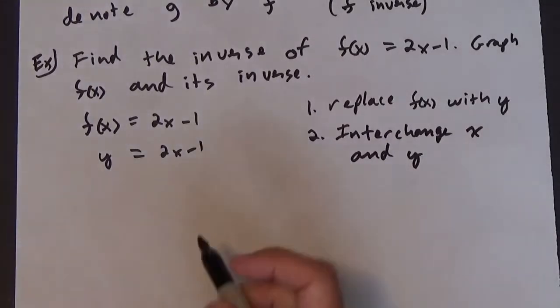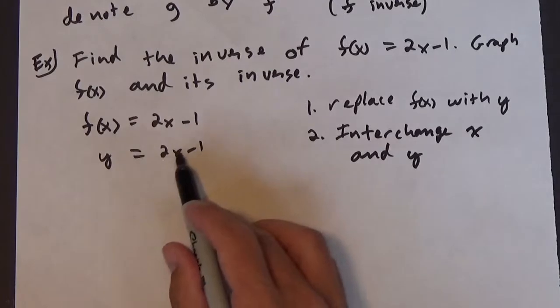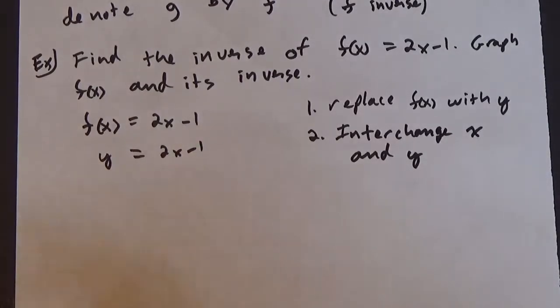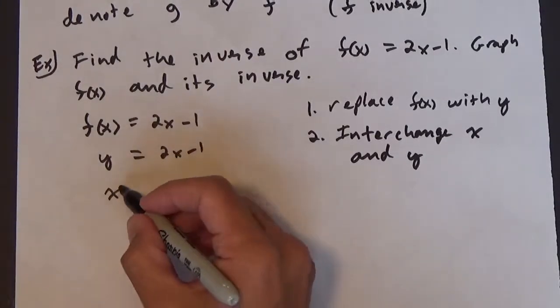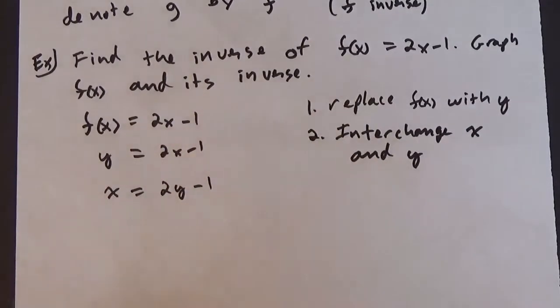All right, so that step is also fairly straightforward. Everywhere there's a y, we're going to put an x. Everywhere there's an x, we're going to put a y. So we're going to have x equals 2y minus 1.